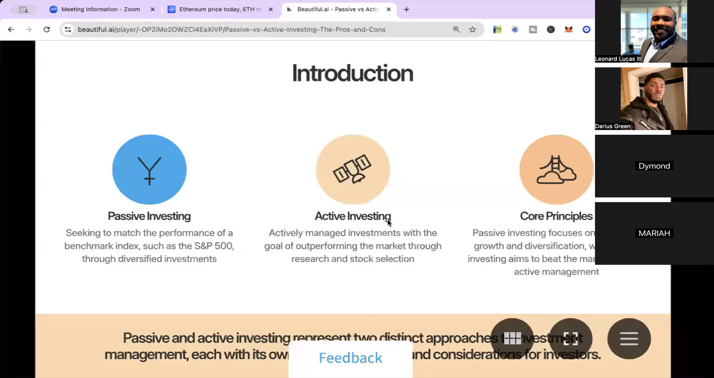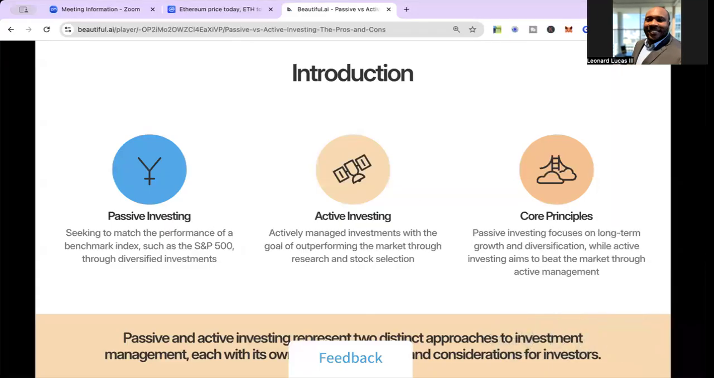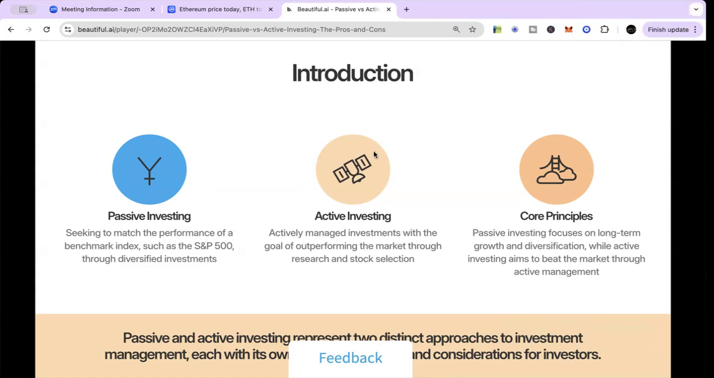We're going to be teaching you the difference between passive and active investing. Again, when you are investing passively, you're trying to match the performance of an index. We told you last week an index is a tracker. So it tracks a group of stocks and their performance.